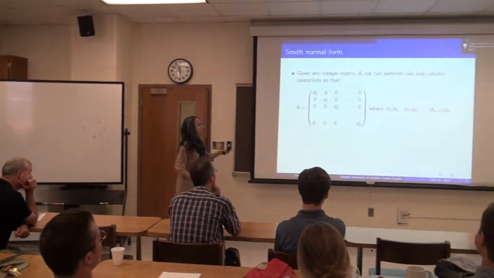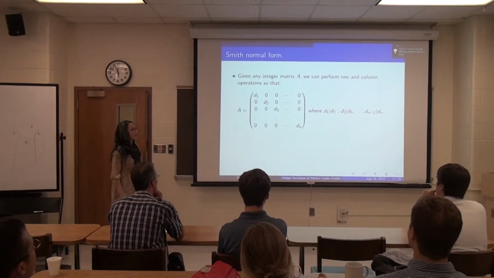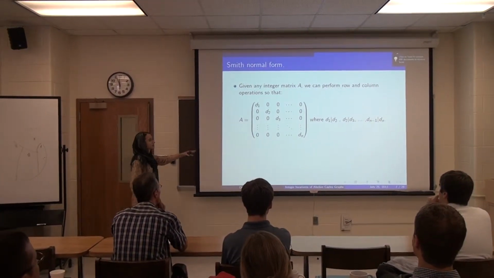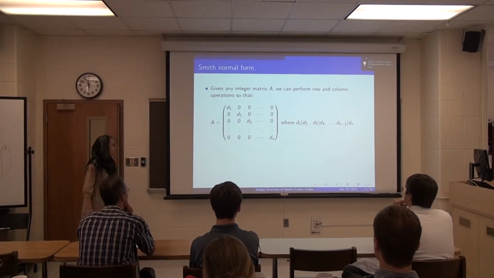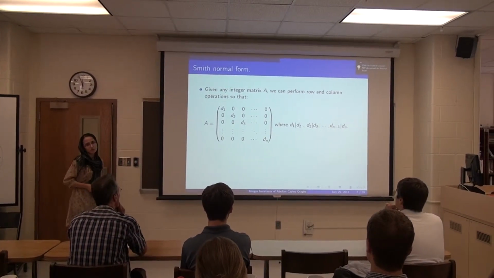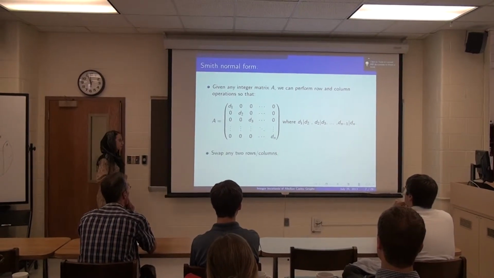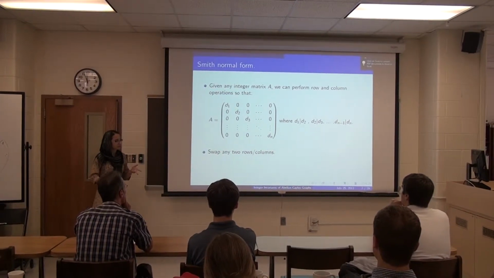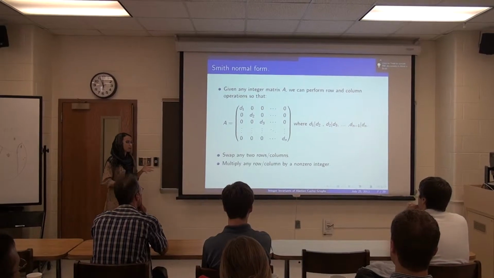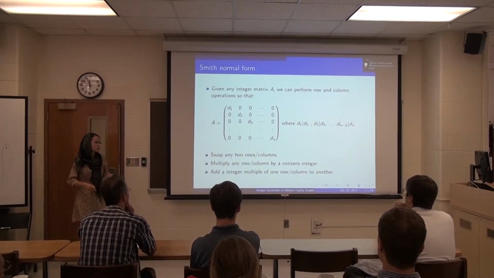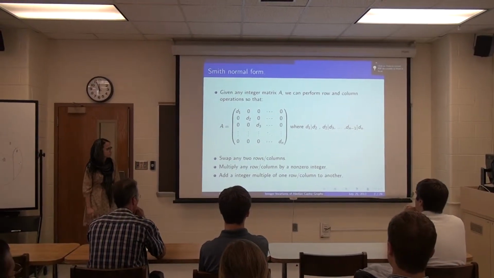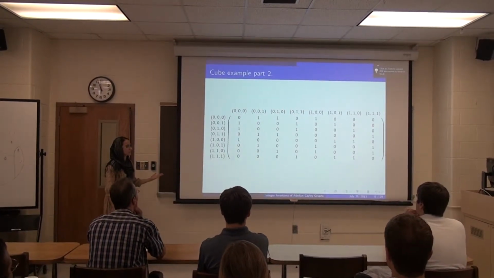This is just a more formal definition of what I just said. Every integer matrix has a Smith normal form, and you see a divisibility condition right there. Just a review of the row and column operations we're allowed to perform: we can swap any 2 rows or columns, we can multiply any row or column by a non-zero integer, and we can add an integer multiple of 1 row or column to another. So let's go back to our incidence matrix.